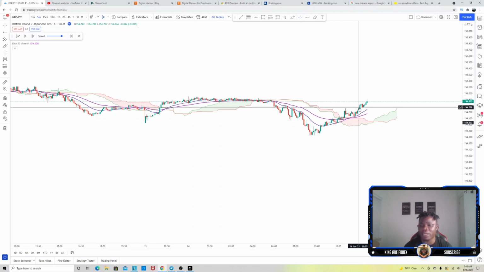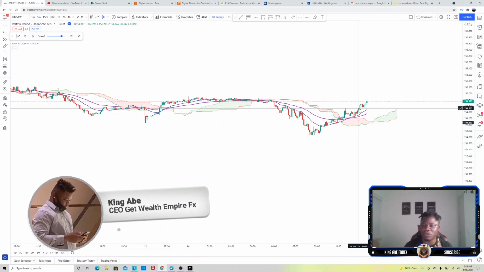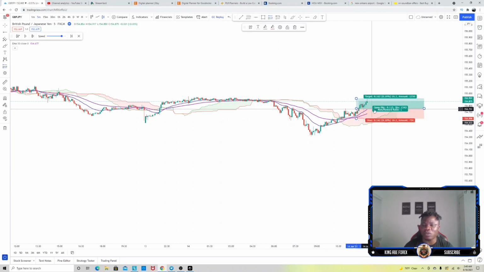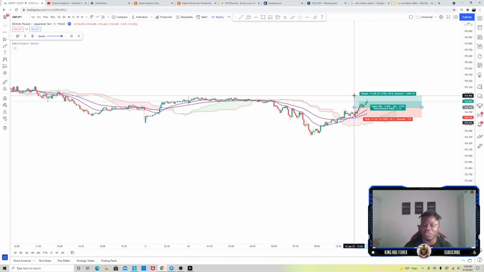So now that we have our entry, we got to target our 1-to-1 risk to reward ratio. So we got our entry right over here. Now we're going to target 20 pips as our first take profit. We got our 20 pips right here, and then we target our 1-to-1 risk to reward ratio. We got our 1-to-1 risk to reward ratio right there. Stop loss is right below the 20 and the 50 EMA. Now let's see how this trade actually played out. Then we got our first take profit smashed right there.